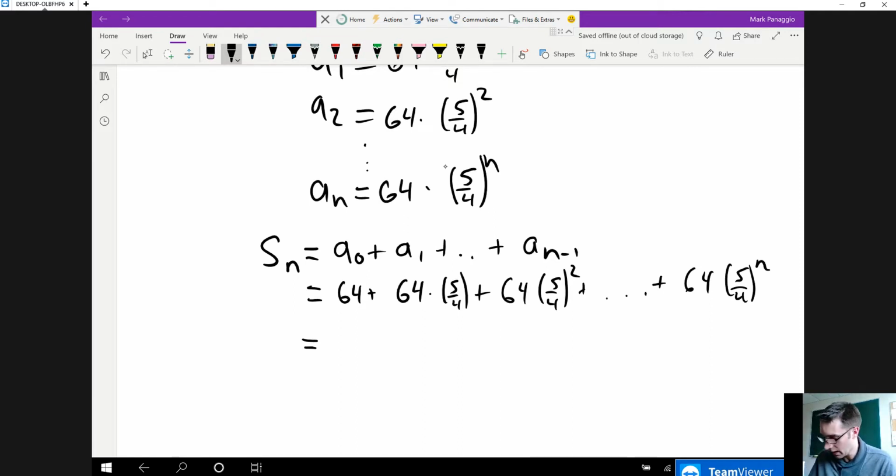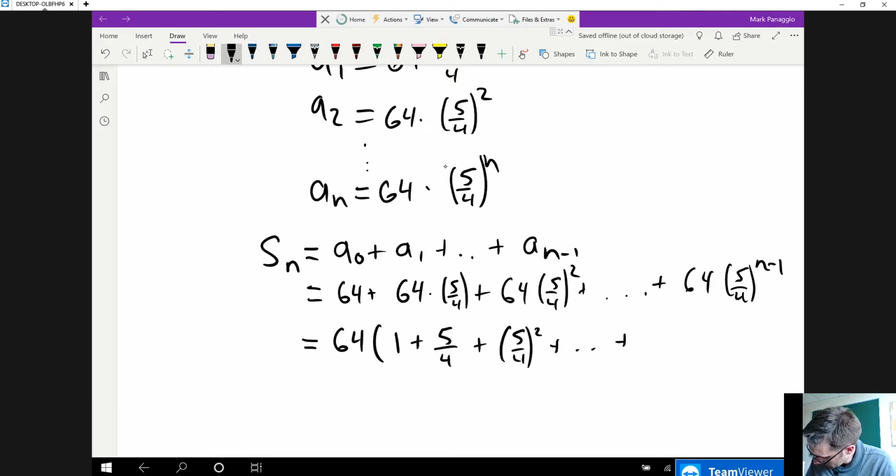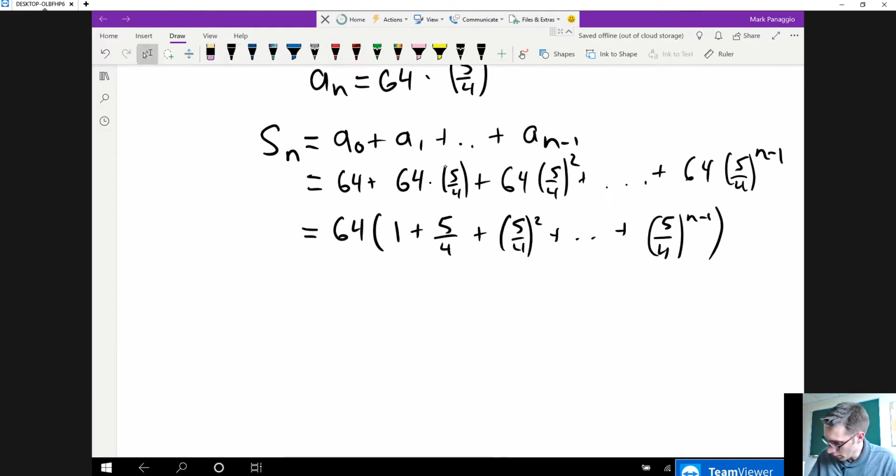So I'm going to stop at n minus 1. So this is now going to be a partial sum with n terms. All right, so the nth partial sum has n terms. And notice we can write that as 64 times 1 plus 5/4 plus 5/4 squared, and so on, up to 5/4 to the n minus 1. And so the ratio, the r from the geometric series, is 5/4. Each day is 5/4 the previous one, and the constant is just 64 here.